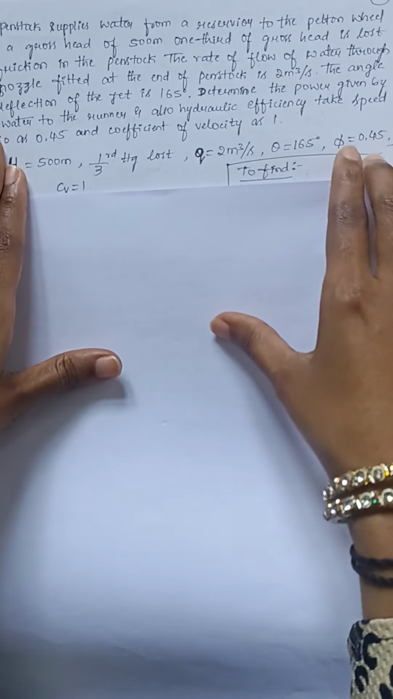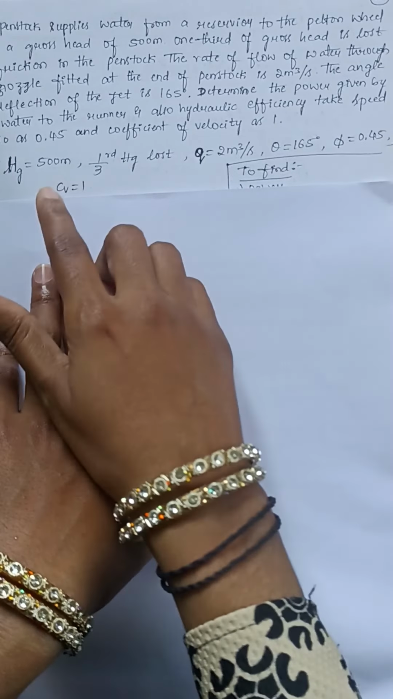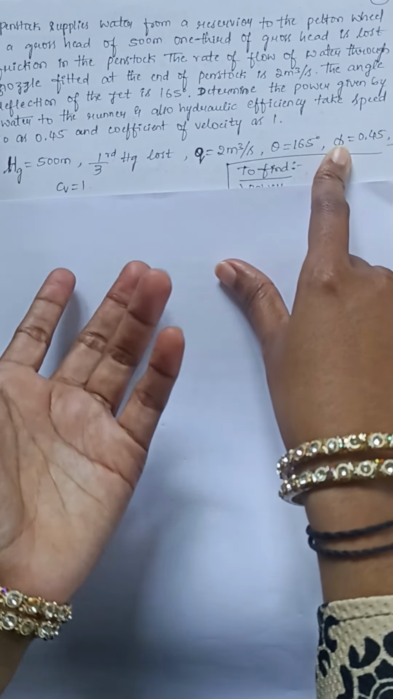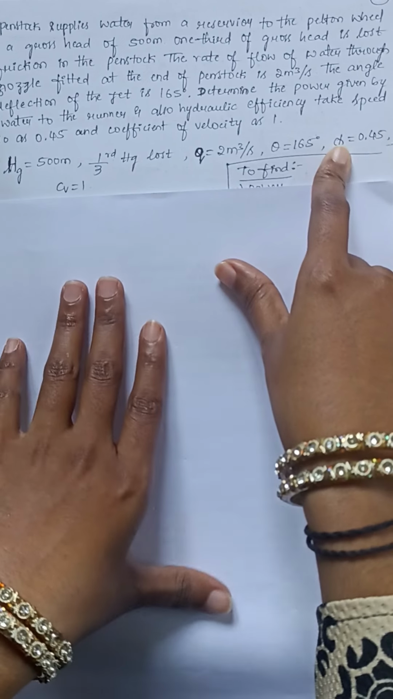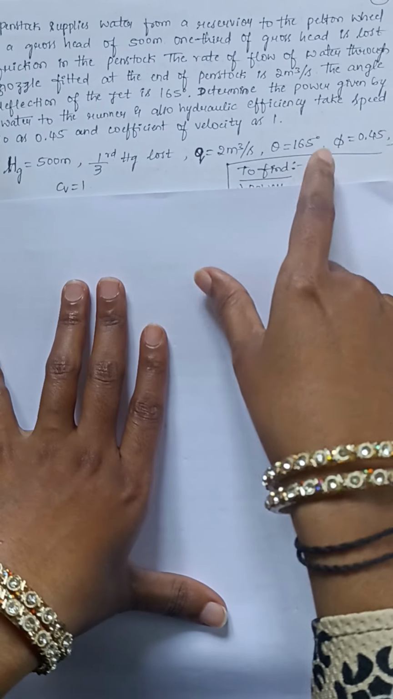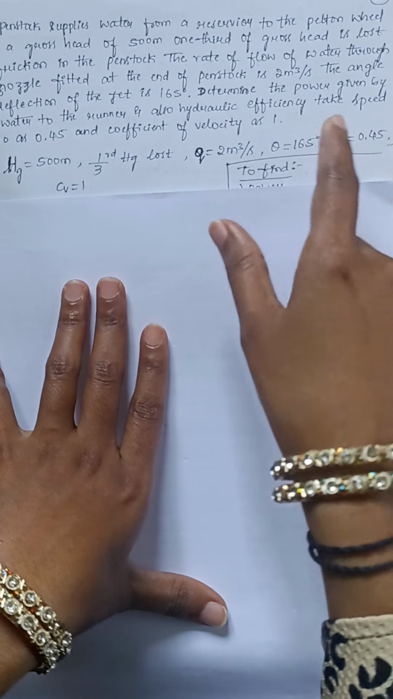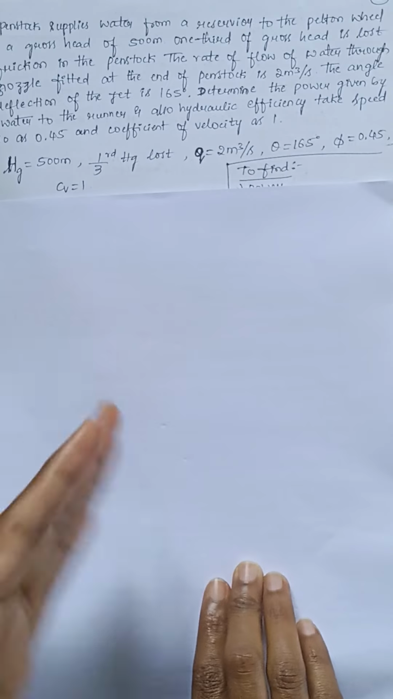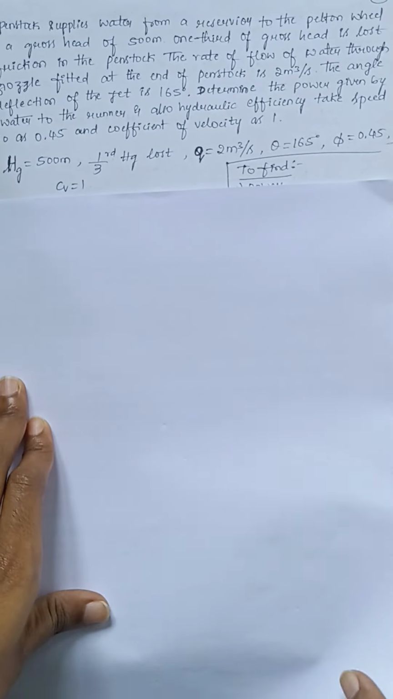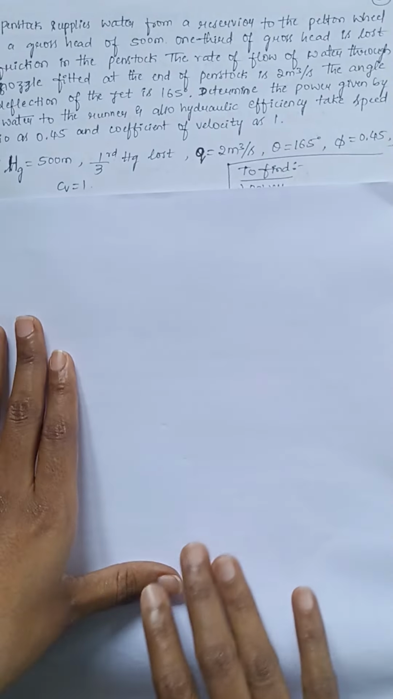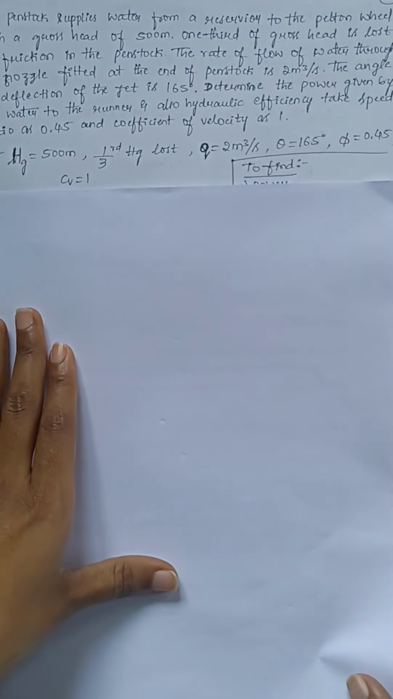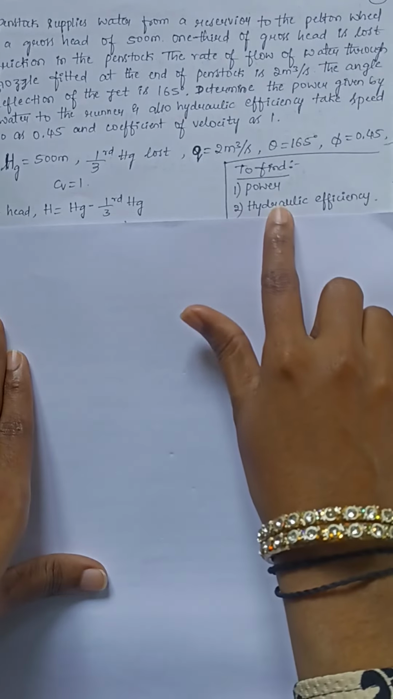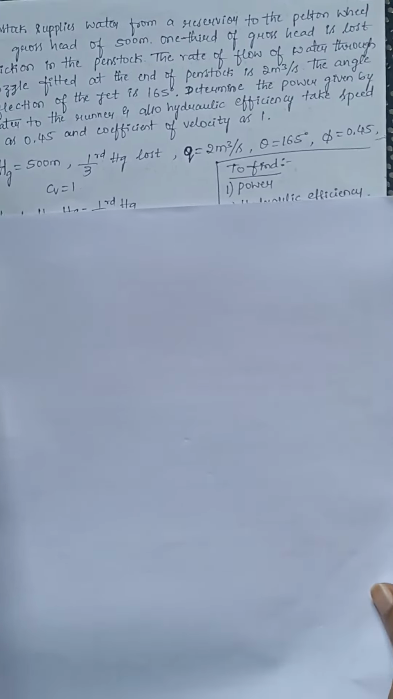We usually represent coefficient of velocity with the symbol Cv, and the value is 1. We can either express speed ratio as phi, or sometimes we can keep it as Cu. Cu represents 0.45 here. So this phi represents the speed ratio, that is 0.45, or we can take it as Cu also. Now with this data we have to find the power which is given by the water to the runner and also the hydraulic efficiency. So these two things we need to find. Let us start finding this.